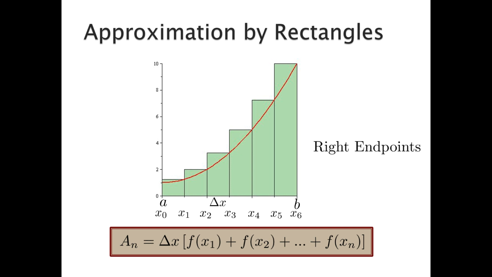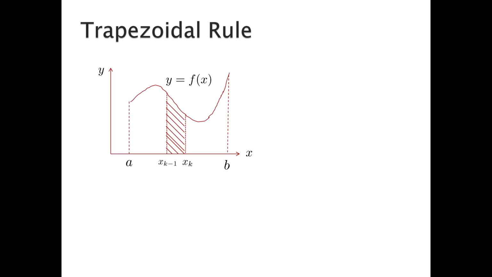And, of course, when I was doing the picture with the left endpoints a minute ago, I was missing some triangular-shaped pieces. Again, they weren't perfect triangles because my red graph there is curving, and so it's not a straight line. But maybe I could do some geometry and take advantage of that.